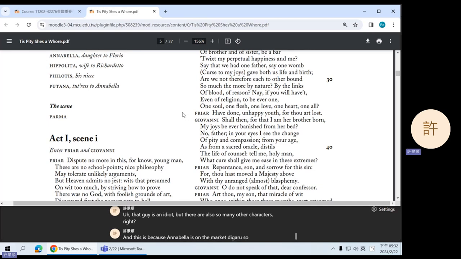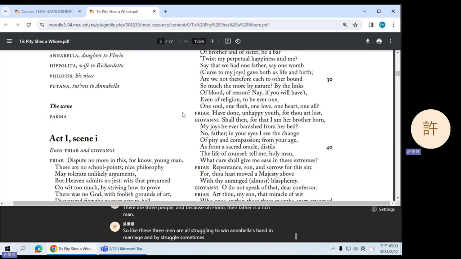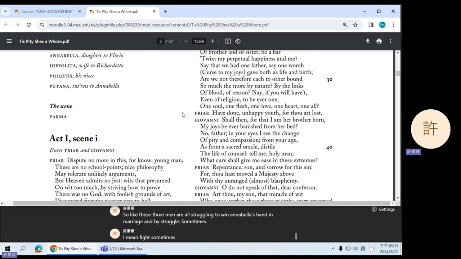So there's not just one person who wants to marry her. There are three people. And because Florio, their father, is a rich man, these three men are all struggling to win Annabella's hand in marriage. And by struggle, sometimes I mean fight. Sometimes I mean murder, assassinate, betrayal, planning, treachery. And so that's why there are so many other characters. They're all pursuing Annabella, and they're all fighting each other.